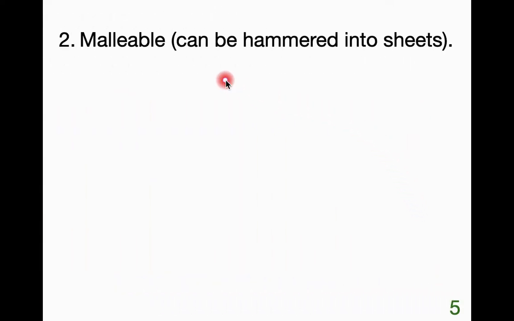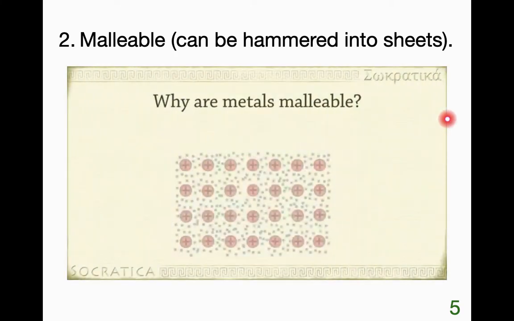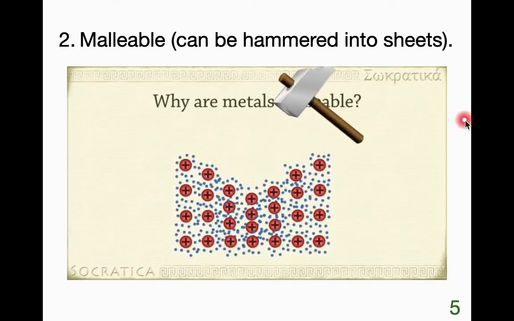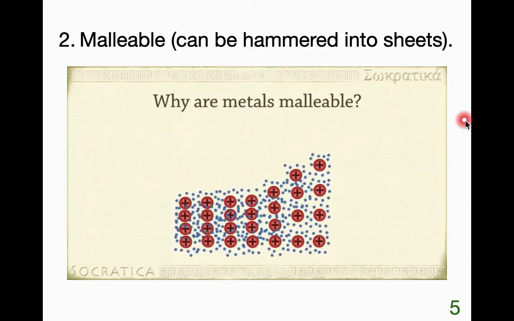Malleable, which means it can be hammered into sheets. Another video clip. Metals are able to deform in response to an applied force. The mobile sea of electrons shields the cations from each other. So you can just wallop on a piece of metal and it's not going to break because the metallic cations can just move around. Think of the electrons as kind of a glue that holds everything together, and that glue has fluidity. It can move around.